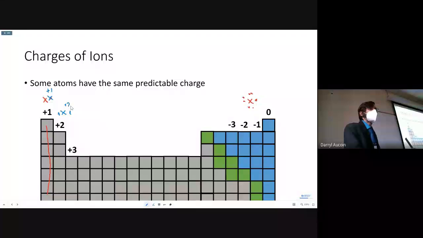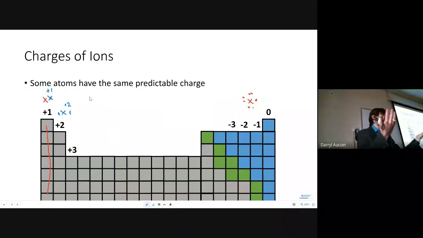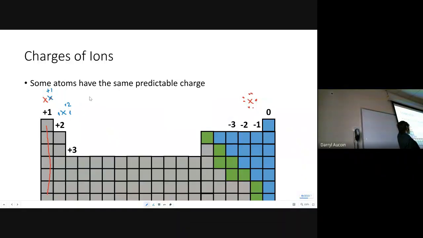So you become positive 2. And you see that all the atoms in that first column generally form cations, positive ions, with a +1 charge. All the atoms in the second column form positive 2 ions or positive 2 cations, and so on. And then generally the other one that's predictable is this third row here for 3.